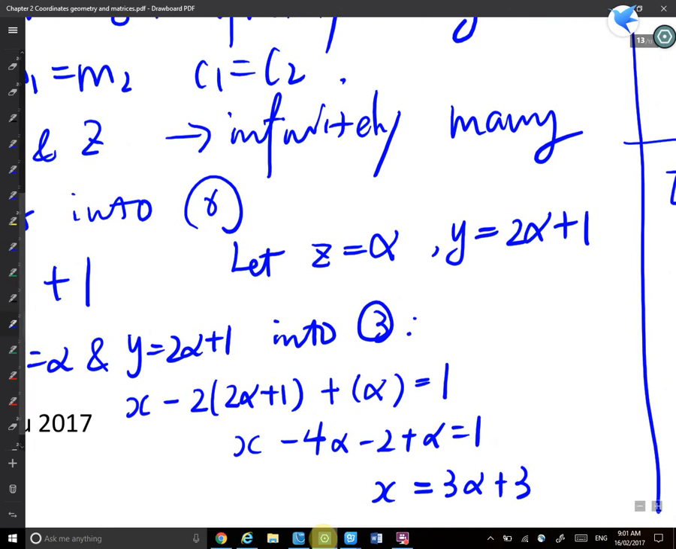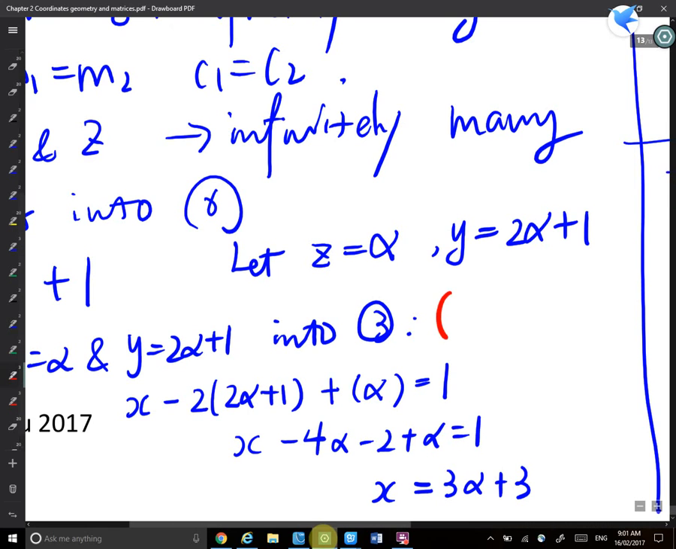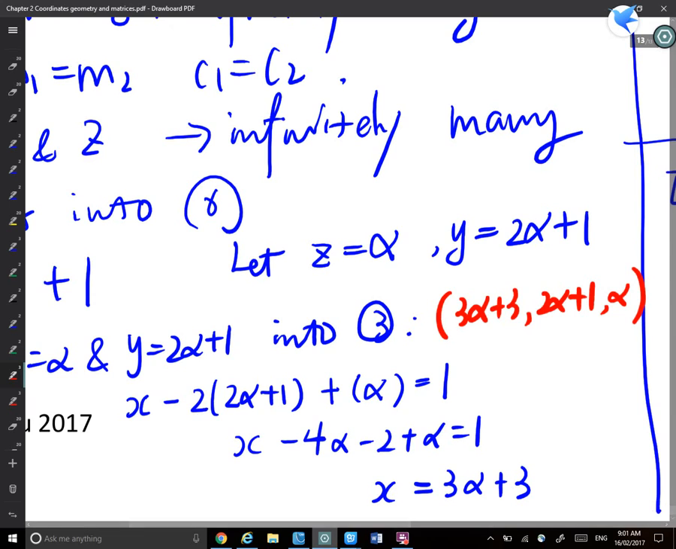So the infinitely many solutions, using parameters to represent, are 3 alpha plus 3, comma 2 alpha plus 1, comma alpha. That will be infinitely many solutions on this set. And alpha can be any number. You just change the number for alpha and you will have different sets of values for x, y and z. And that's using parameters to talk about the number of solutions. Because there are still three different cases: intersect at a single point, no solutions, and they can intersect at infinitely many values, using parameters to represent.